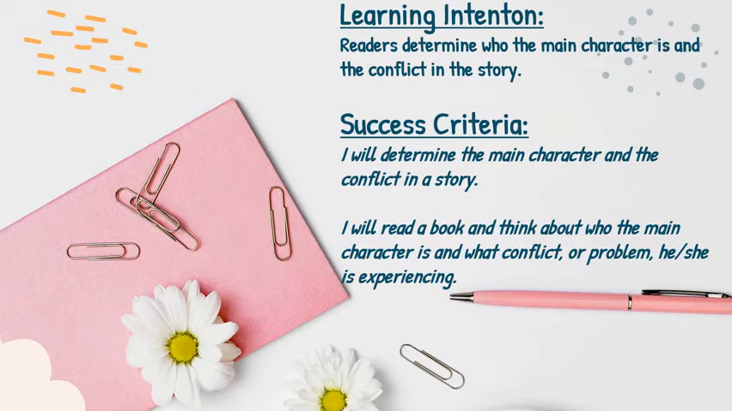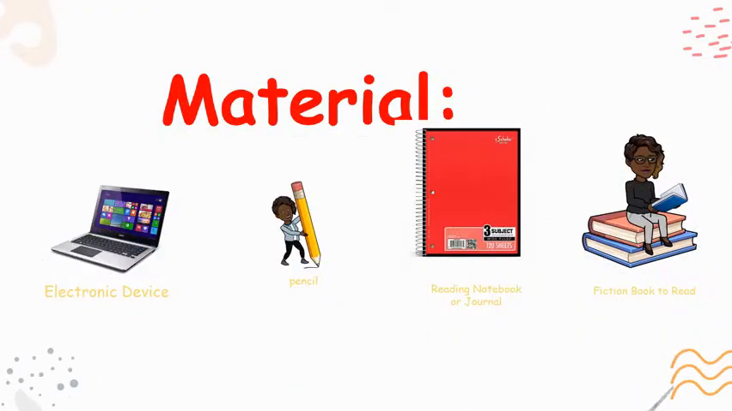I will read a book and think about who the main character is and what conflict or problem he or she is experiencing. You will need your electronic device, a pencil, your reading notebook or journal, and a fiction book to read.